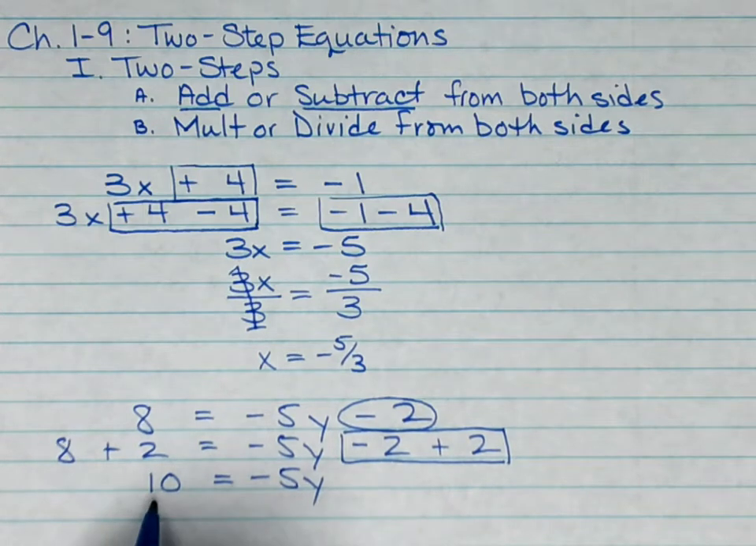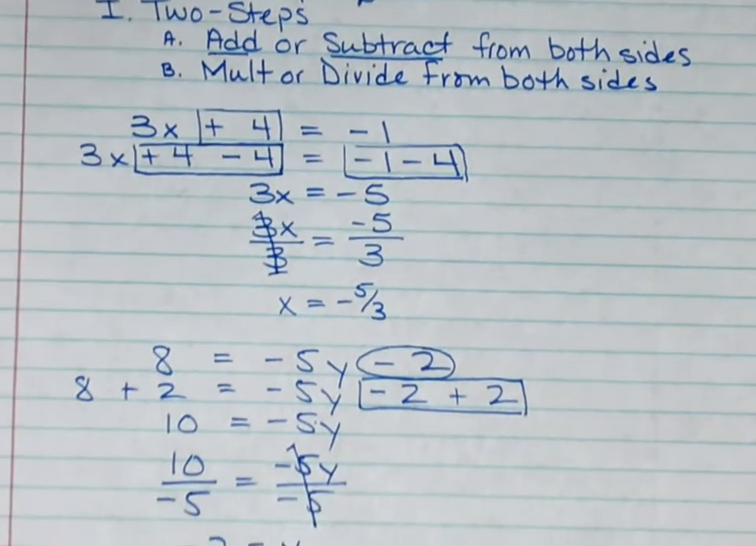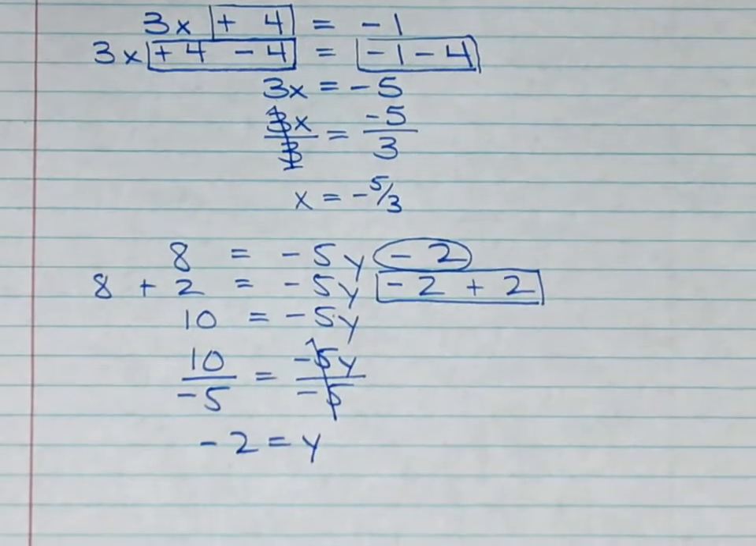Negative 5y is a multiplication expression, so we're going to do the opposite. Instead of multiplying, we're going to divide. So this is 10 divided by, excuse me, negative 5. And this will be negative 5y divided by negative 5. Again, simplify. Over here, 10 divided by negative 5 is negative 2, and that leaves you with y. And I didn't notice I was not on the screen.